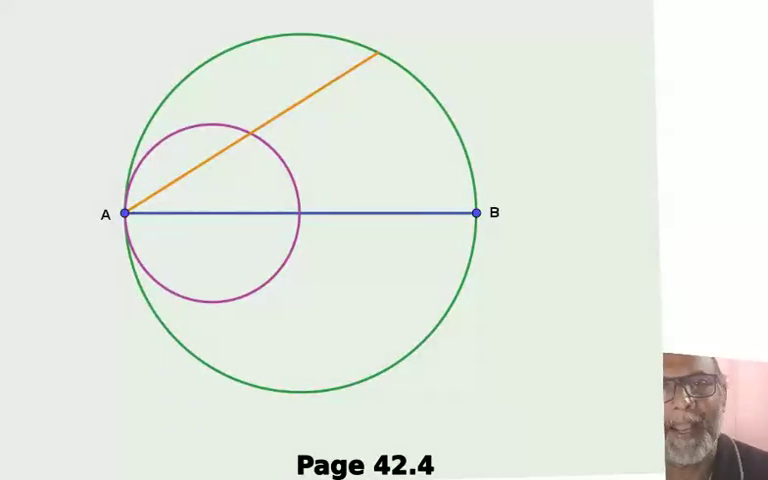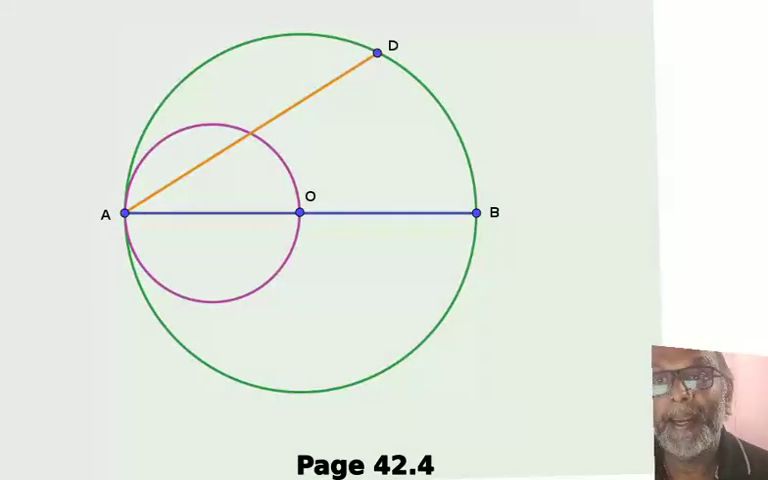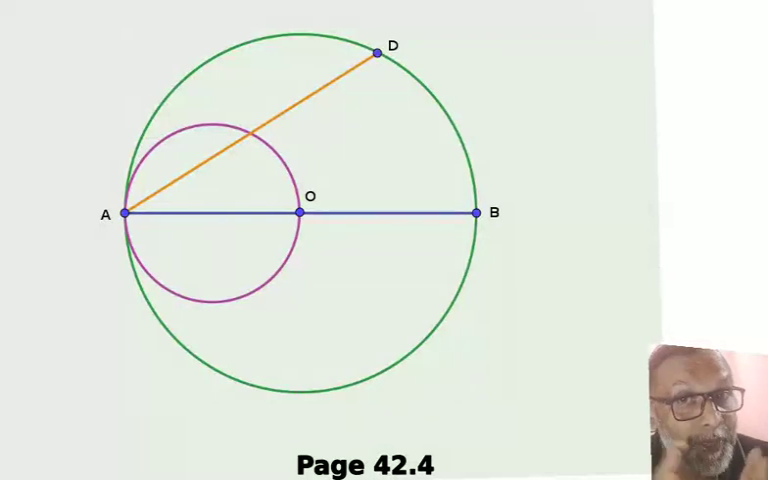So let us mark the endpoints of the diameter A and B. So AB is the diameter of the bigger circle, and a chord through A is drawn. O is the center of this line AB, that is, O is the center of the circle. Now AD is the chord passing through the point A. This point A is the point of intersection of these two circles.